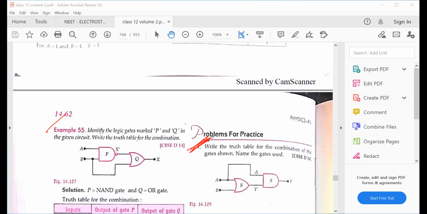But the answer for the 55? So, 1, 1, 1, 1? Yeah, correct. All are ones here. Correct. Next one, this one? Do. Yeah.